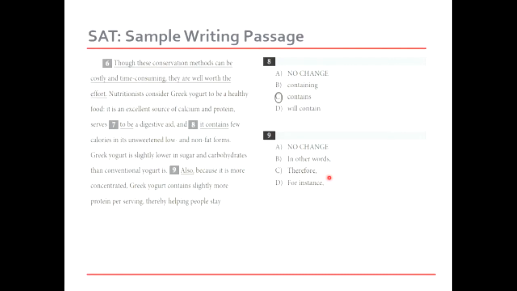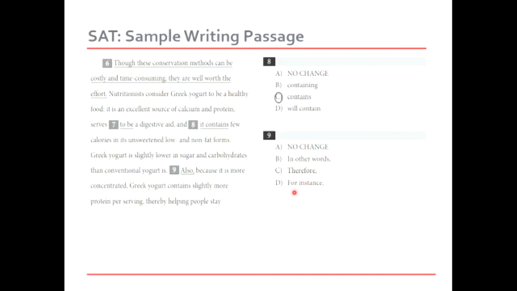Therefore is usually used when you are trying to emphasize the result of something that is stated previously. In that case, therefore also does not make sense over here. Greek yogurt is slightly lower in sugar and carbohydrates than conventional yogurt is. Therefore, because it is more. Now, do you see therefore and because don't go together? So there's a hint. Therefore is the wrong answer.